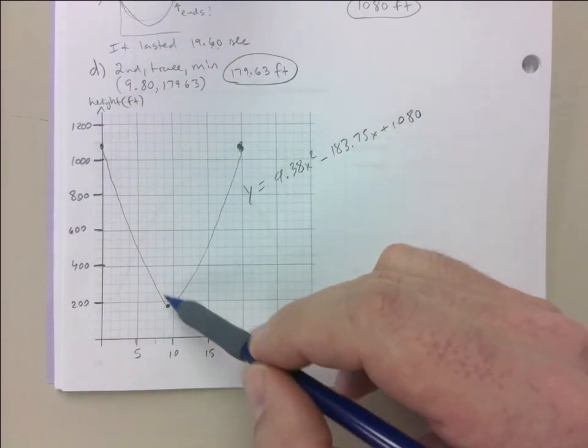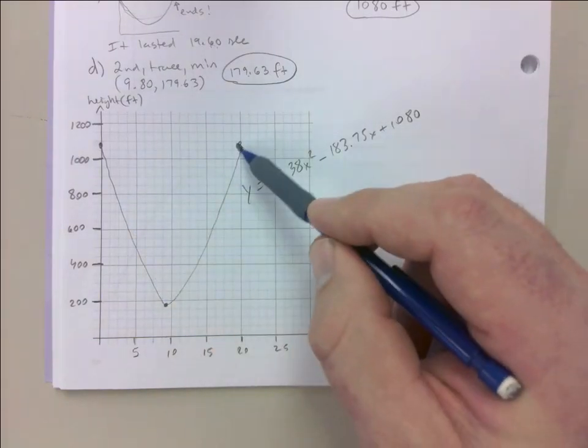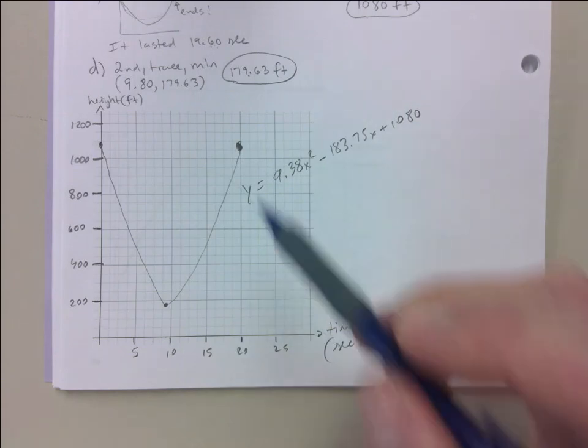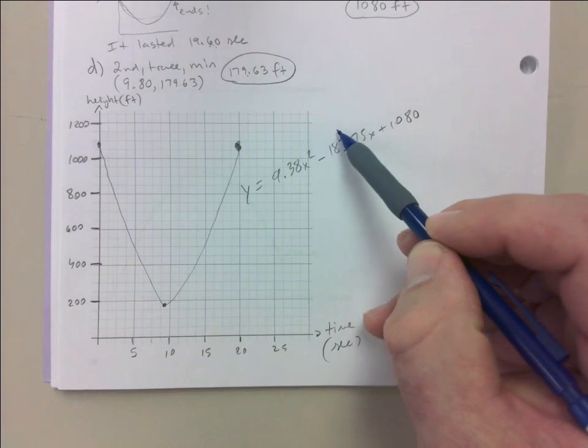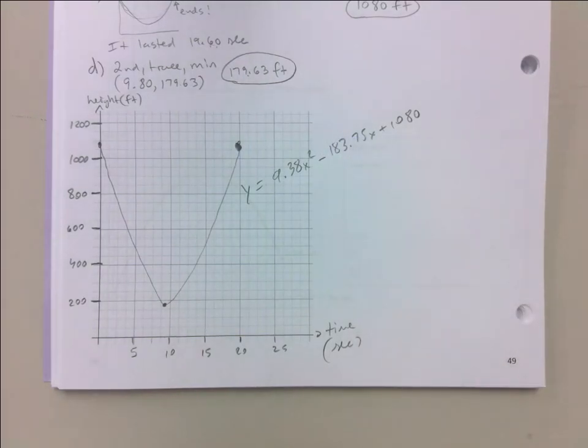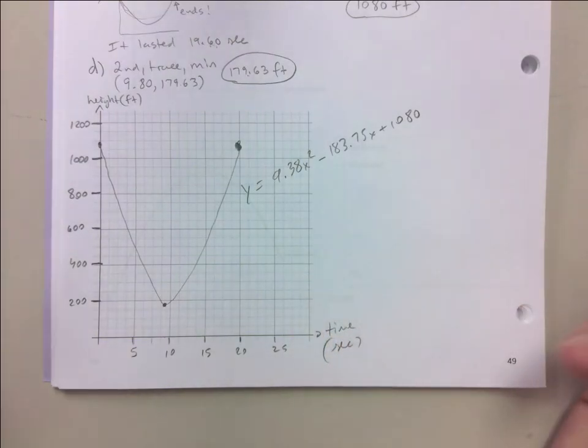So this quadratic equation is only valid for this stretch right here, up until you get back to that stunt. Because I'm guessing the plane is going to fly at a constant height afterwards. So it's just valid for this stretch. So the graph is done.